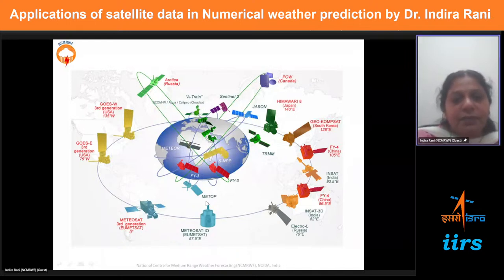Coming to this side, we have Meteosat 10, the geostationary satellite of the European Space Agency, and the Meteosat third generation satellite. Meteosat IODC, the Indian Ocean Data Coverage service, provides data over the Indian region. And coming to the US side, we have GOES East and GOES West. So this is the geostationary satellite ring.